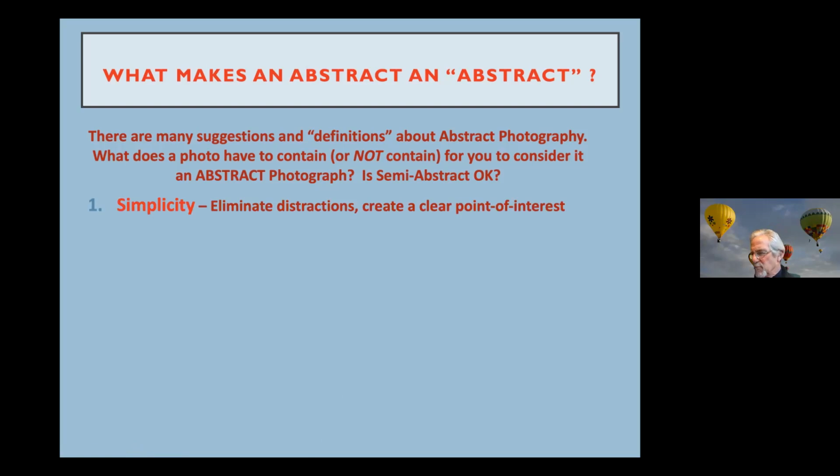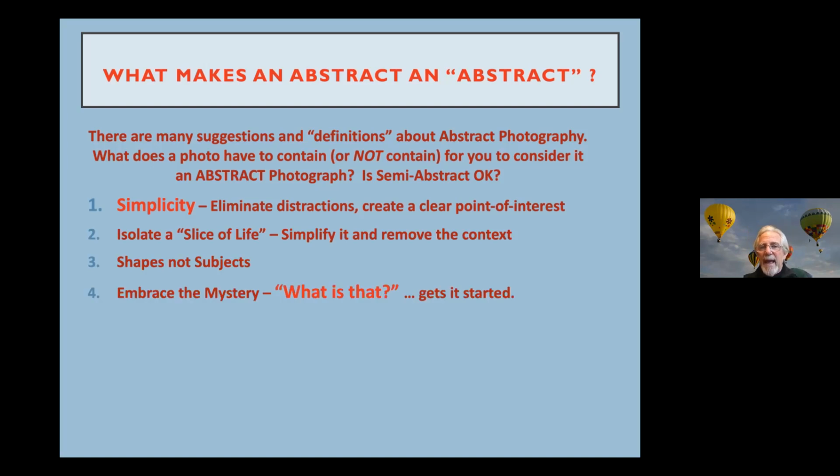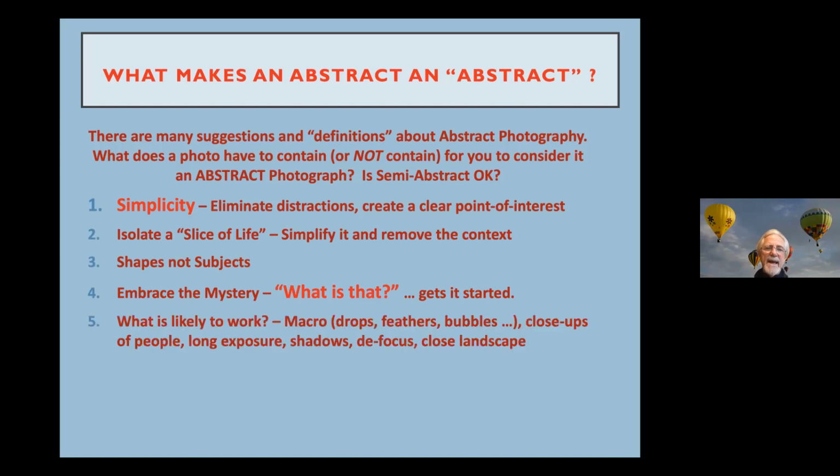Okay, here's what I got from the 2 or 3 different articles I read as the important ones. Good abstract photography has simplicity, it eliminates distractions. It isolates a slice of life, but it really focuses your eyes on something. Shapes are important, much more than subjects. You don't even know sometimes what the subjects are. This was an important one for me: when you see the picture, it's like, what is that? The very best abstract photographs get me to think, what is that? And eventually I may be able to figure it out. The articles also had some things about what's likely to work: macro, close-ups of people, long exposure, shadows, close landscapes, stuff like that.